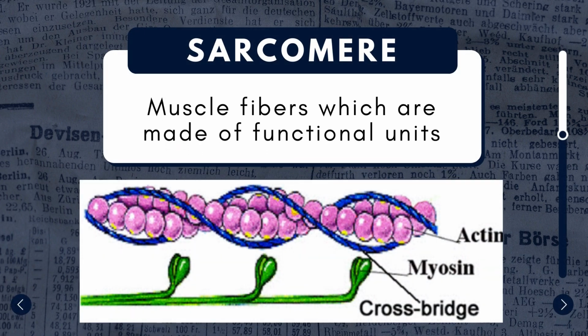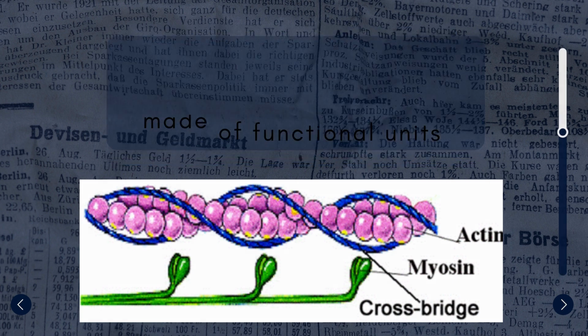The skeletal muscle contains muscle fibers which are made of functional units that we call the sarcomere. This sarcomere contains two main muscle filaments, which are the thin filaments called actin and the thick filaments called myosin. The cross-bridge cycling theory is what forms the molecular basis for this so-called sliding movement.